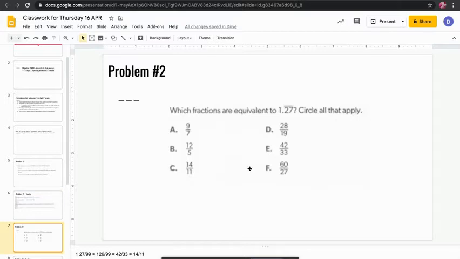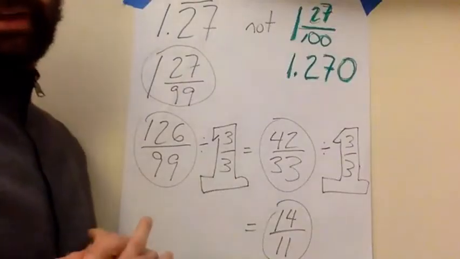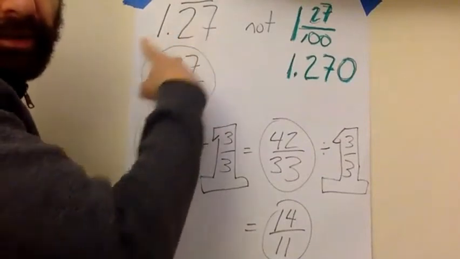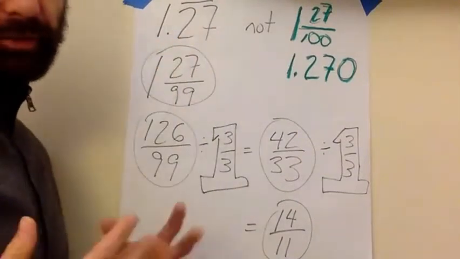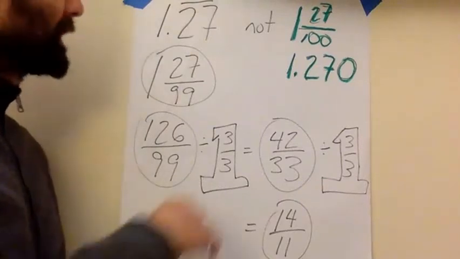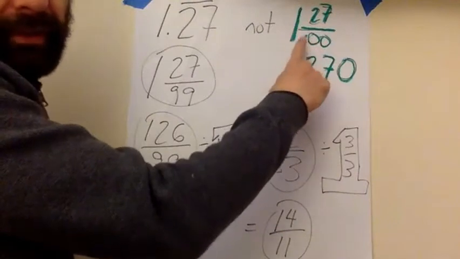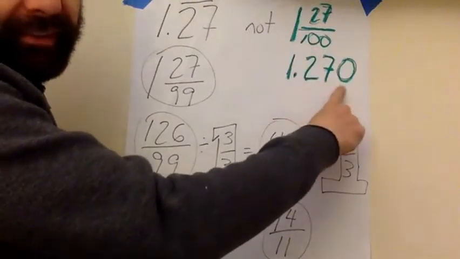All right, here's the second problem. What fractions are equivalent to 1 and 27 hundredths repeating, 1.27272727? How do you figure that out? Well, let's look at it. We're trying to figure out what 1.27 repeating is equivalent to. They give us a bunch of fractions, and we're trying to figure out which one. First of all, it's important to note that that is not the same thing as 1 and 27 over 100, because that would be 1.270, right?